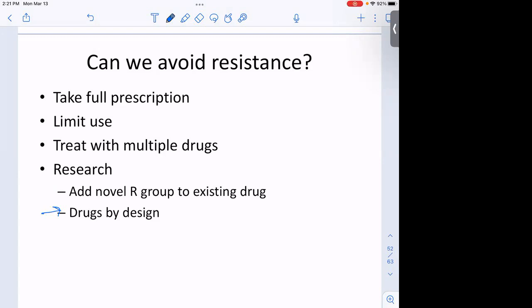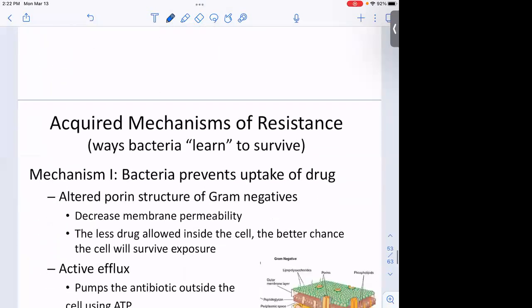So it's tough, though, because antibiotic development is not lucrative. Pharmaceutical companies would much rather make a drug that you have to be on the rest of your life, rather than just some to 10 days. So it's a tough problem.